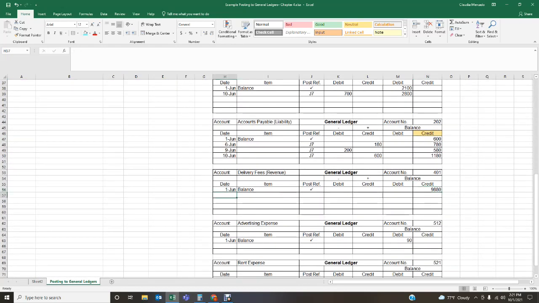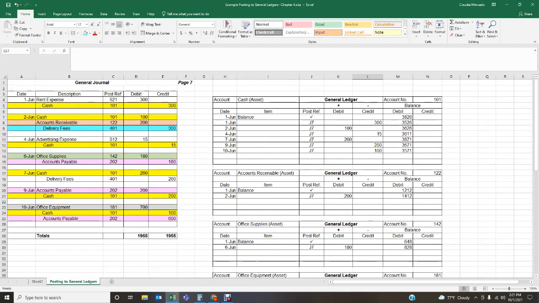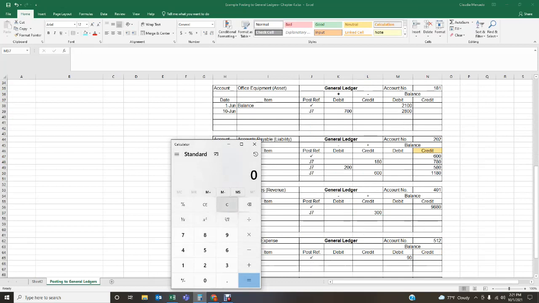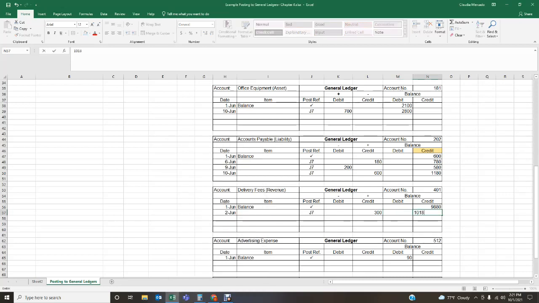So June the 2nd, we have journal 7, and we have, how much was it? Delivery fees of $300 credit. So we had a balance of $98.80, and because it's a credit, I'm going to add $300. So that's going to give me a balance of $10,180 credit.